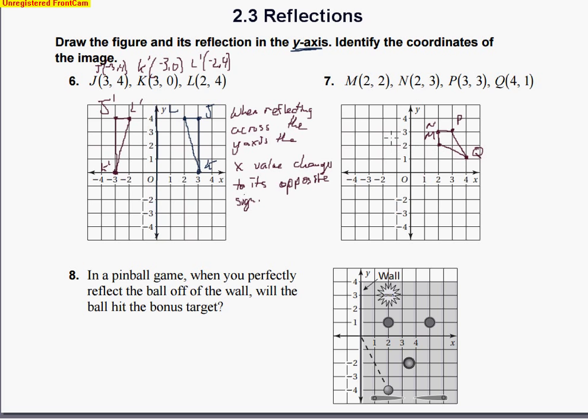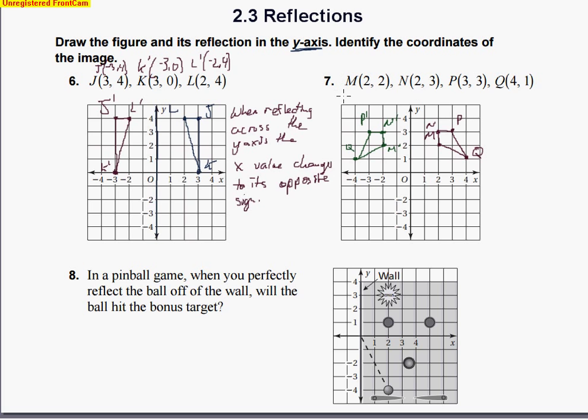So M is 2 spaces from that line of reflection, 2 spaces over. N, the same thing, so N prime, and that was M prime. P is 3 spaces from the line of reflection, so 3 spaces over. And Q, well, that's 4 spaces from the line of reflection. So we go ahead and draw it, and what we have is that mirror image again. And so let's go ahead and take a look at the points.